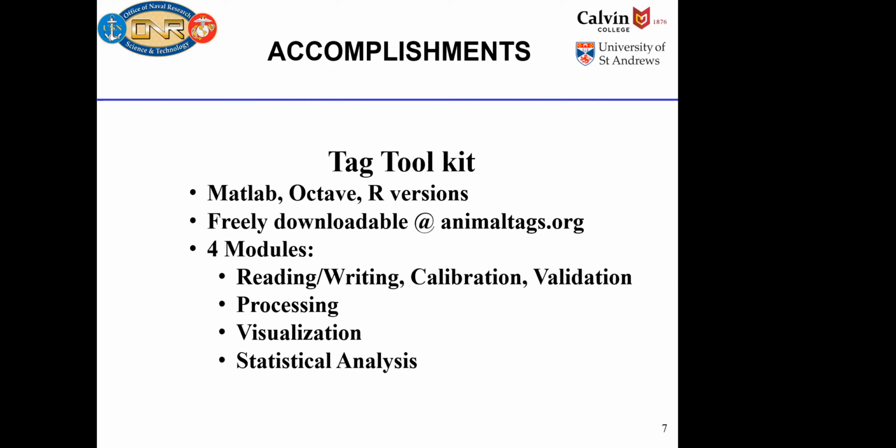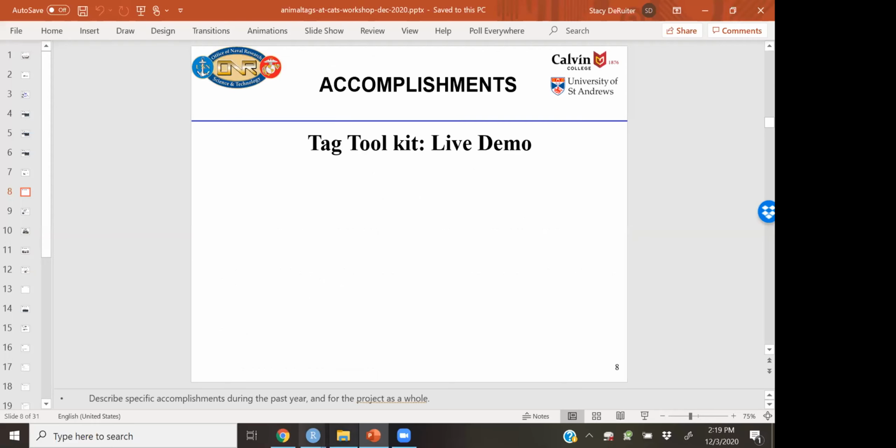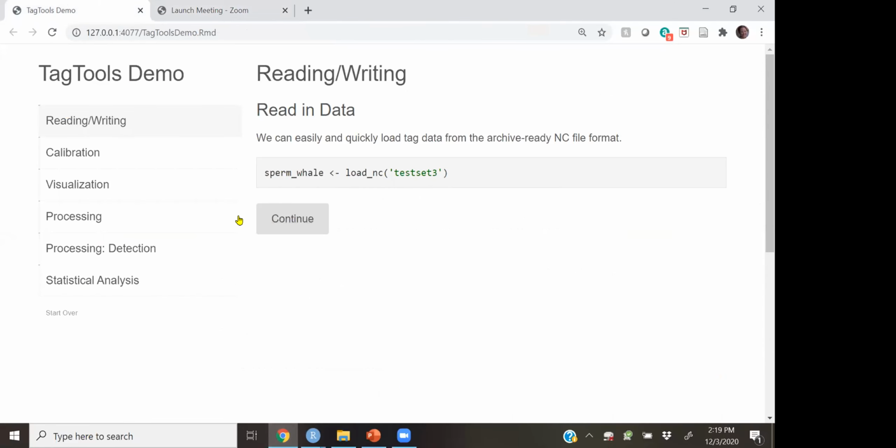if it's of interest. So the first phase is reading and writing your data, calibrating it, so getting it from voltage units to scientific units. Some of the things that you've been doing now, validation, making sure that all the calibration went right, and then processing and visualization steps. Also some of the things that you've been working on this week. And then we have a few tools related to statistical analysis. So I can show you a couple of the things that this can do.